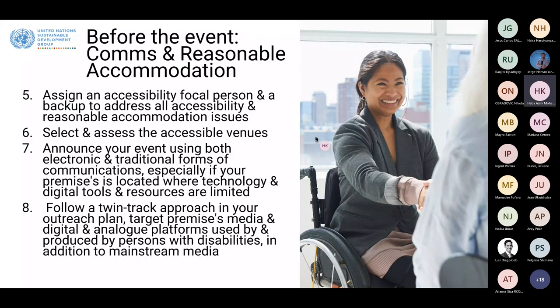We also have to follow a twin track approach in our outreach plan. We have to target our mainstream media, and also the special social media platforms that are organized by and for persons with disabilities. Why is that? Because sometimes persons with disabilities share their experiences and do a lot of networking using their own social media platforms, such as Clubhouse, for instance, where you have a lot of clubs organized by persons with disabilities, and they hold a lot of virtual meetings with huge participation from persons with disabilities.